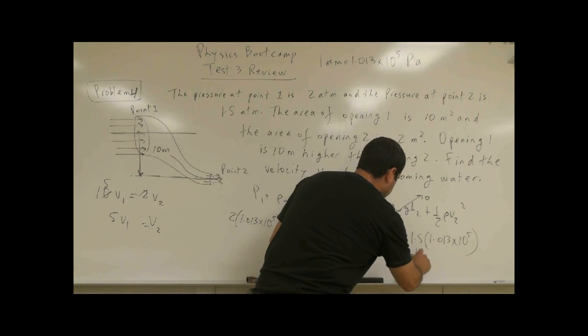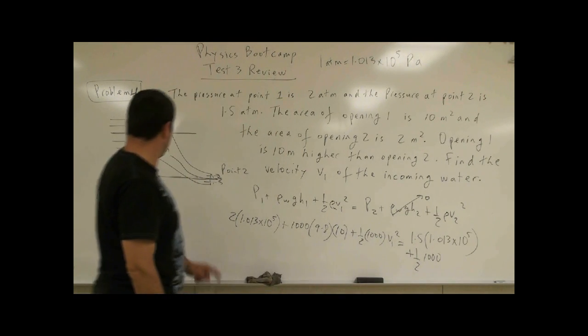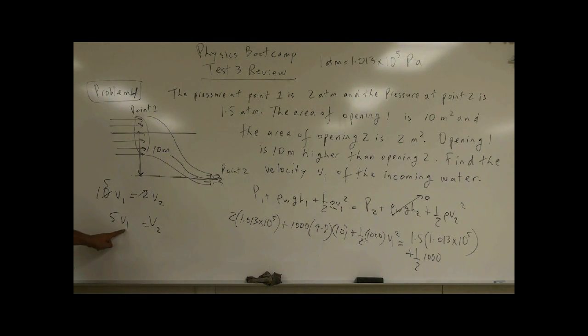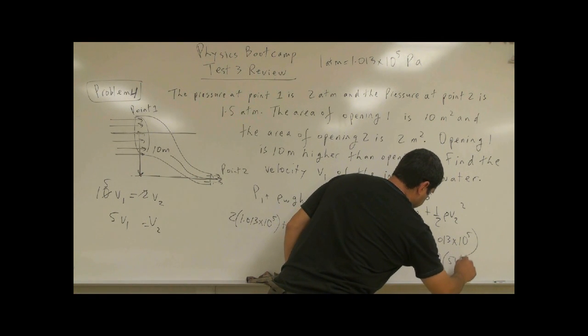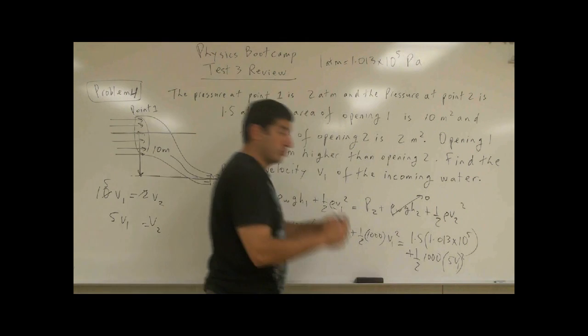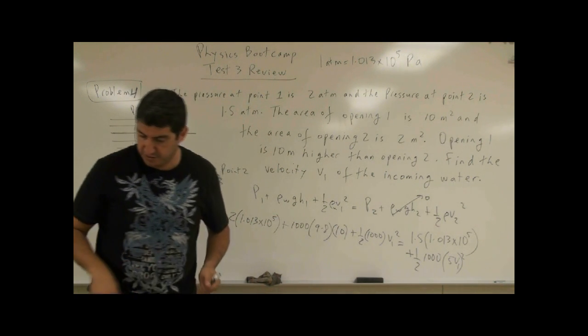And then you have half of 1,000. Now what's V2? Well, V2 is 5V1. So we square that, right? 5V1 squared. So you have to square the 5 as well, right? So let's erase some stuff here.